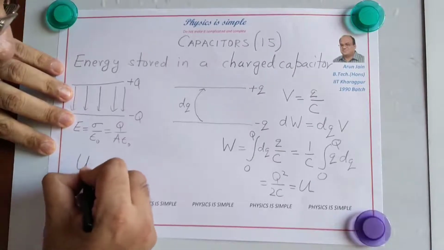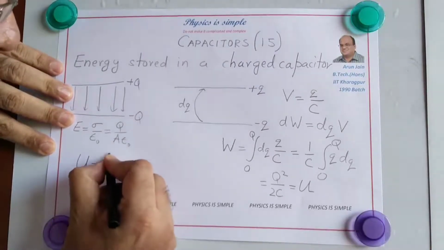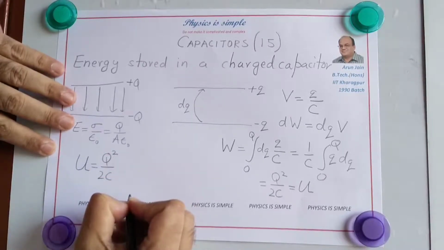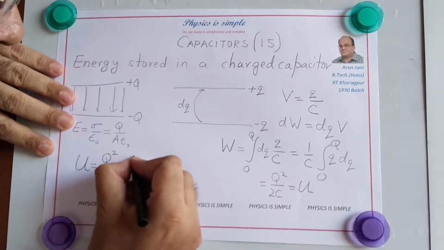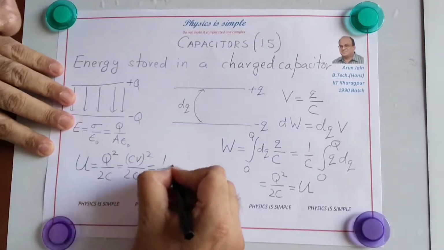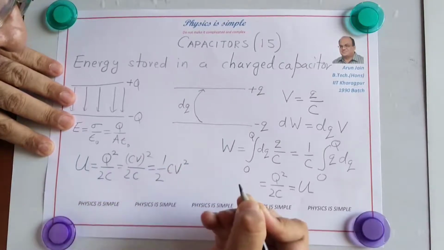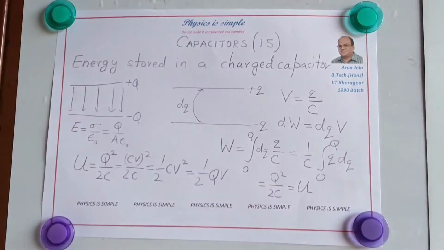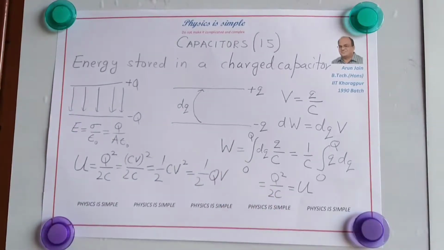Now Q is CV. So this formula can also be written as CV whole square by 2C, that is half CV square. And CV is Q, so half QV. So therefore, the energy stored in a charged capacitor is half CV square, that is equal to Q square by 2C, and that is equal to half QV.